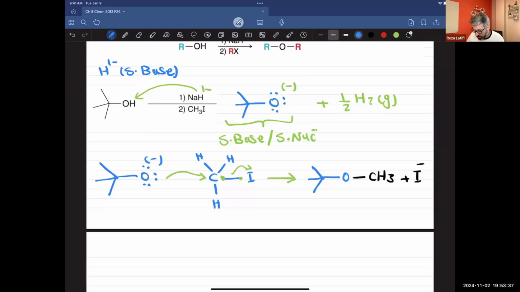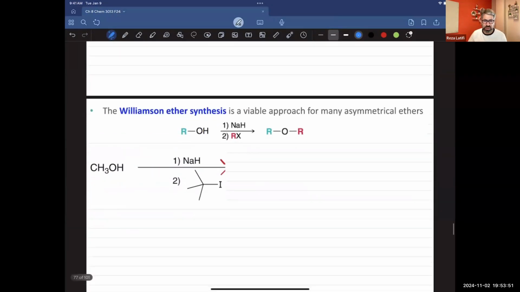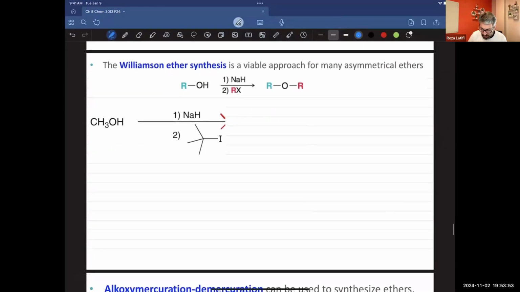Okay, what's the name for this one? It will be tertiary butyl, and then we say methyl ether. Okay, and of course we got iodide. Now, what will happen if I switch their position? I said that we might get elimination, because the higher the steric effect we have, the less chance to get SN2 reaction or SN2 products.